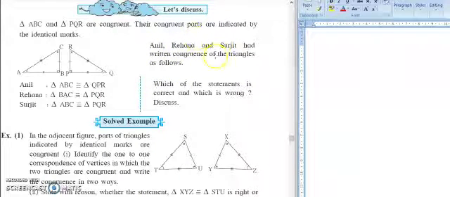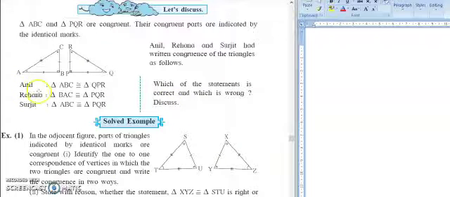Now it is given that Anil, Rehana and Sujit have written the congruence of the triangles as follows. There are 3 students and these 2 students have written that this triangle is congruent to this triangle, but the sequence of writing the triangles is different. So we have to identify which of the statements is correct and which is wrong.